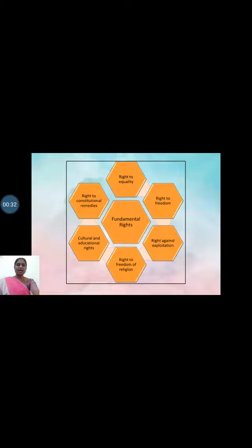Yes, we have basically 6 fundamental rights: right to equality, right to freedom, right against exploitation, right to freedom of religion, cultural and educational rights, and right to constitutional remedies. Okay, these are our basic fundamental rights. This is elaborately discussed in Articles 14 to 32 in Part 3. Okay, let's see one by one.